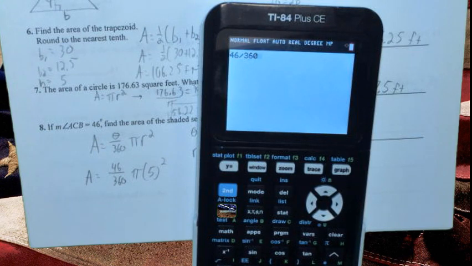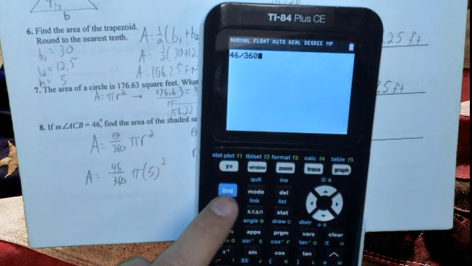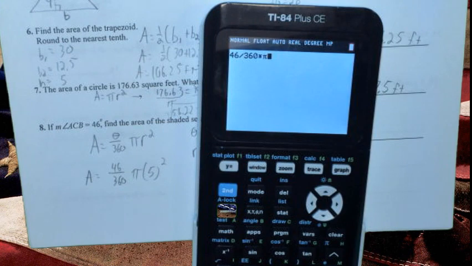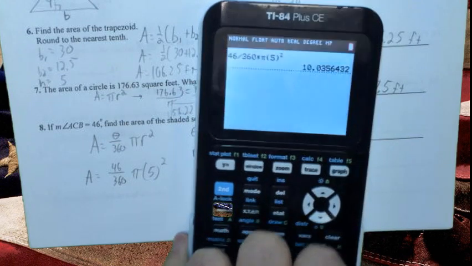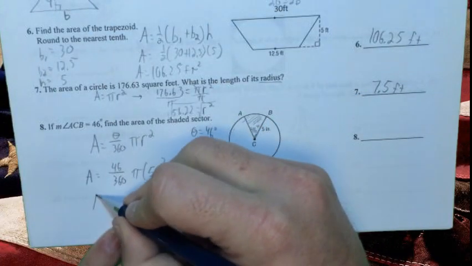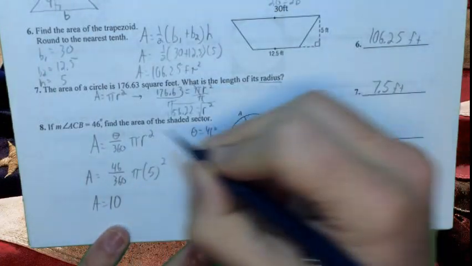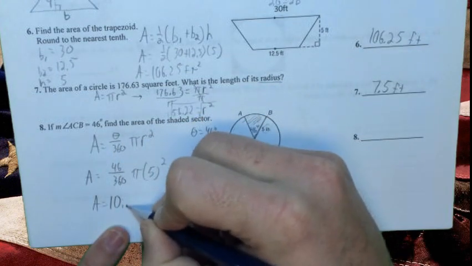46 divided by 360 times pi times 5 squared is 10.03. So that's just going to be rounding to the nearest tenth. Area equals 10, and then we're dealing with inches, so it's inches squared.